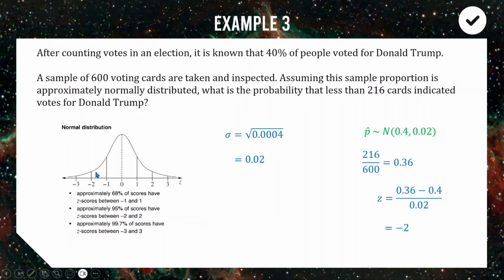We know that between -2 and +2 it's going to be 95%. That means beyond 2 and beyond -2 must be the rest of the bell curve, which is 5%. So if there's 95% in here and 5% out here, each of these tails must be 2.5%. So we have 2.5% being less than -2, and 2.5% being greater than 2. That's why our answer is simply that the probability of a z-score of less than -2 is 2.5%. So there's our answer. That's the probability that less than 216 cards indicated votes for Trump out of 600.